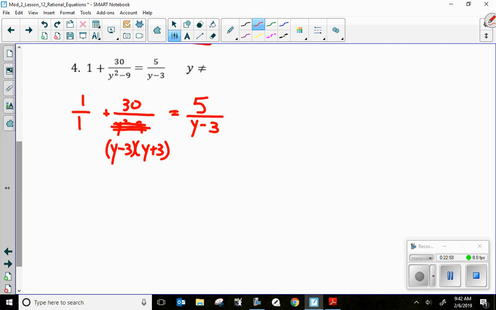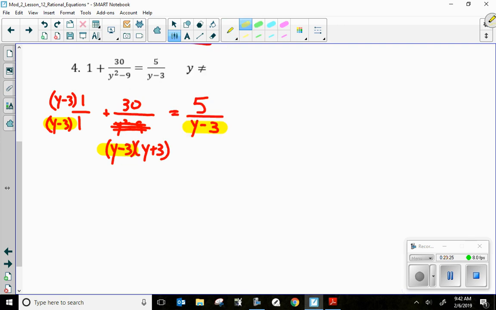Now this becomes easy to look at. And what do I mean easy to look at? This has a y minus 3. This has a y minus 3. So why don't we give this a y minus 3? And that's exactly what I'm going to do. Y minus 3. Okay. What I do to the bottom, I need to multiply to the top.